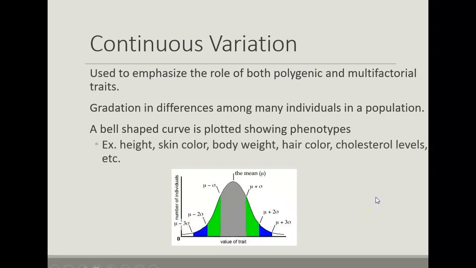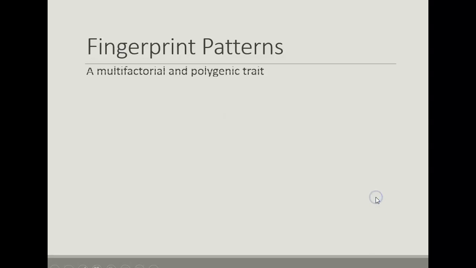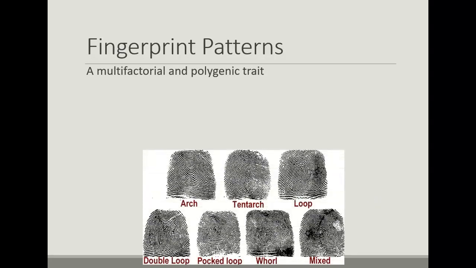So let's go through some examples. The first one I'm going to do is fingerprint patterns real quick. This is multifactorial and polygenic. So there are a whole host of different ways to describe what your fingerprints look like. And if you've never done this, it's actually kind of fun. You can just take any color marker and color a finger, put it down on a piece of paper, and you can actually look and see what type of fingerprint you have.